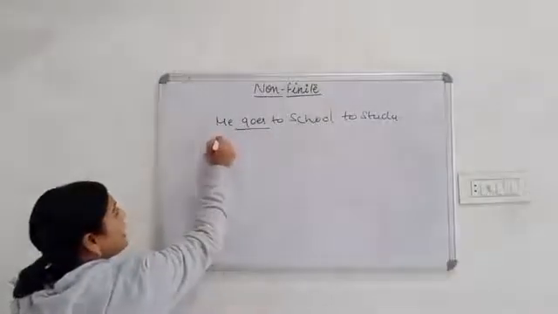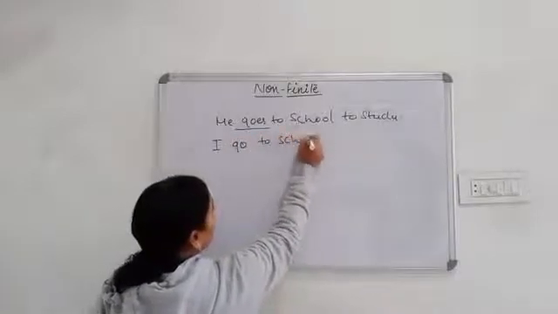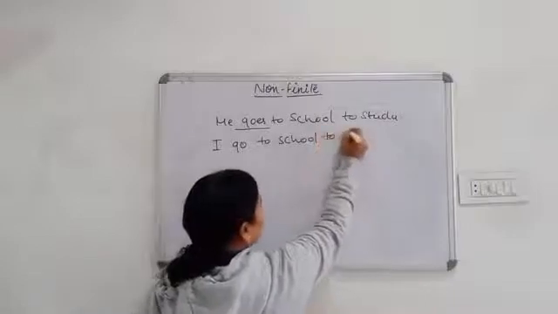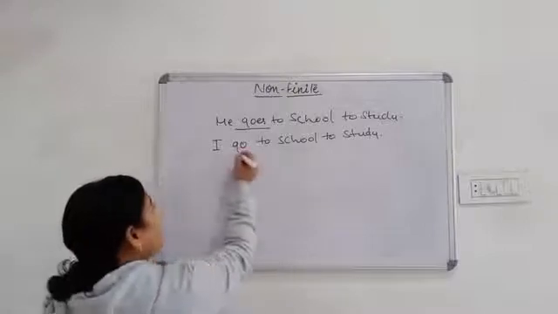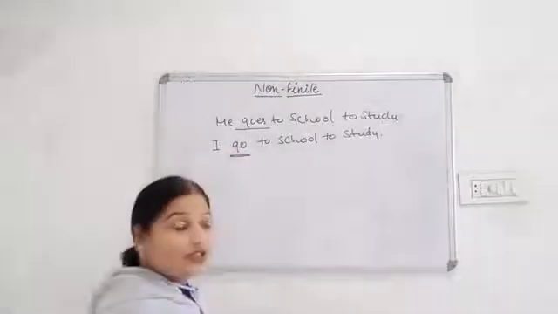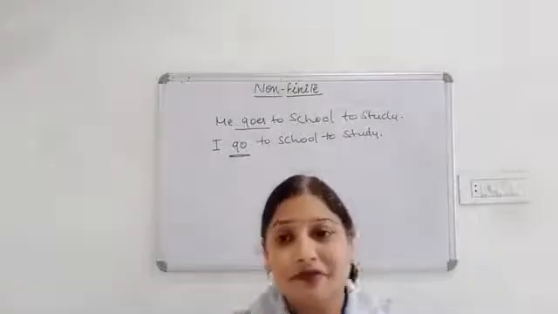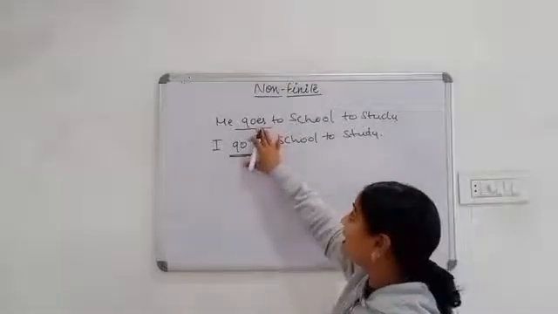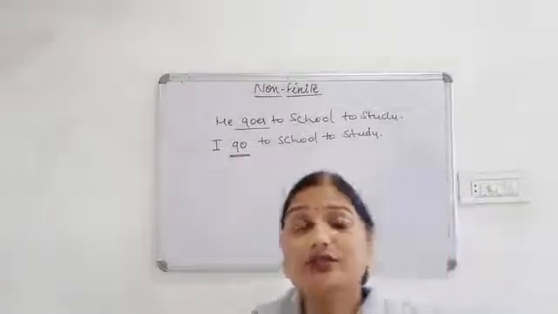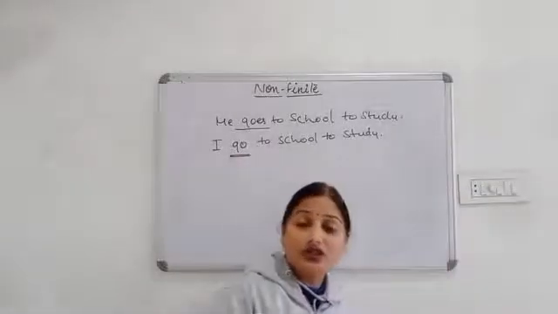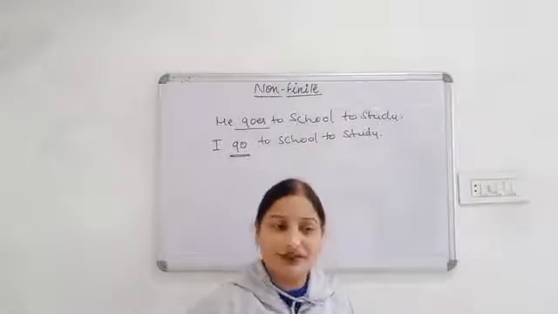Now suppose I write one more sentence. I go to school, again, to study. Now see, in this case, what happens? The subject is I and the verb is go. So if we use the verb according to the person and the number, then that is called the finite verb. But if we do not use the verb according to the number, the person, or the tense, then that is called the non-finite verb.